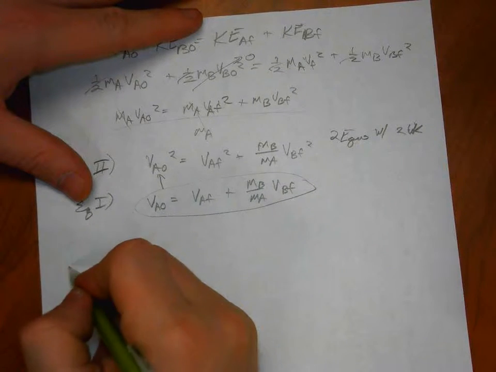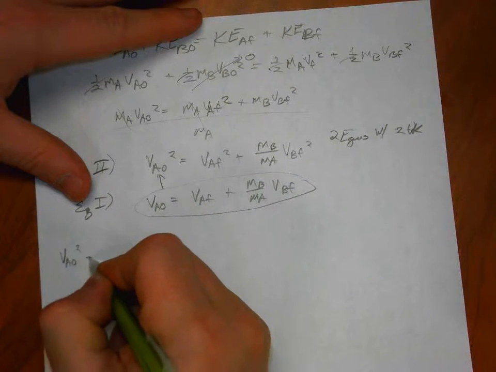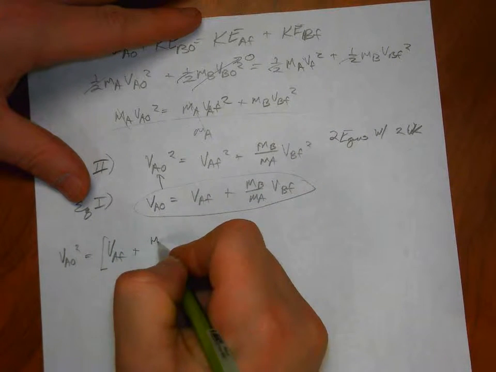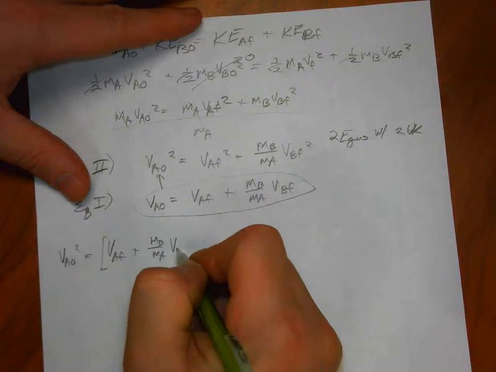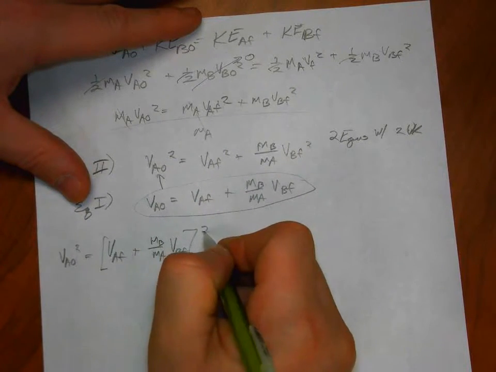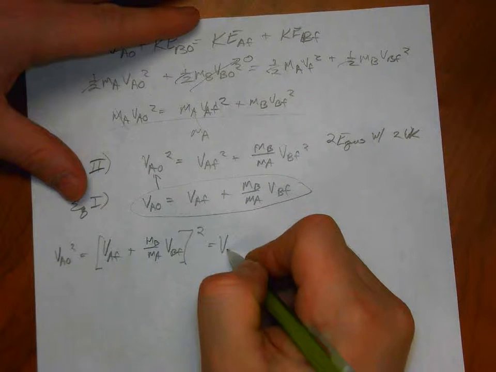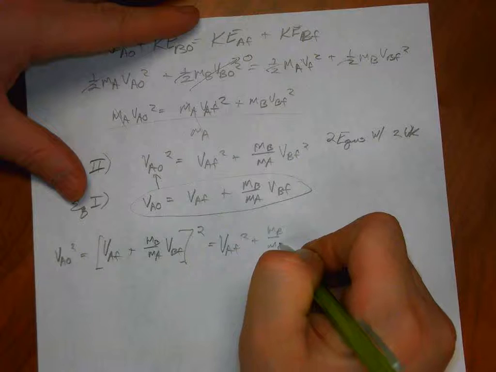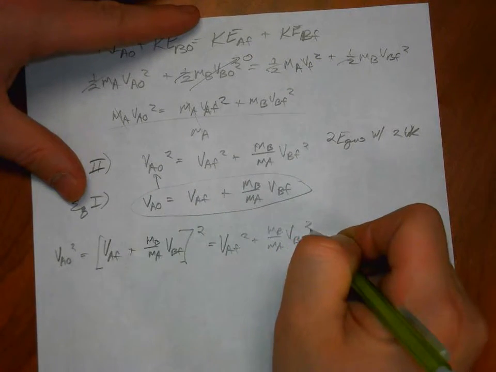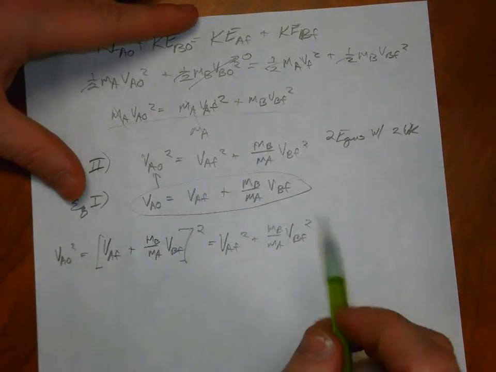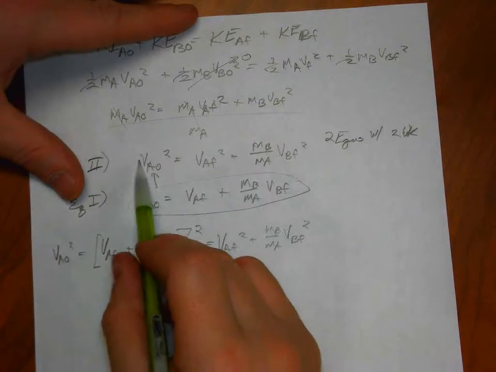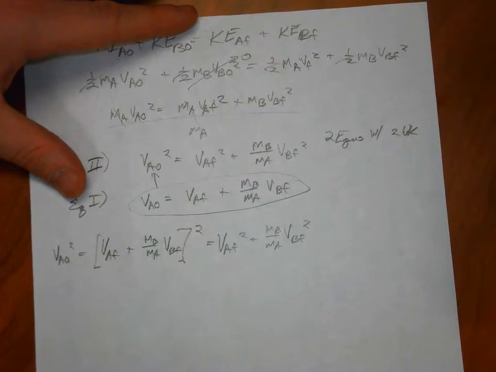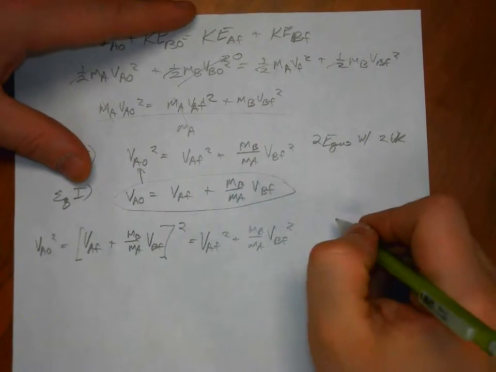So that means VA0 squared equals VAF plus MB over MA VBF squared, which equals VAF squared plus MB over MA VBF squared. So I took this whole thing and plugged it in for VA naught, and then I squared it. But it's a binomial, so you can't. You have to remember how to handle this.